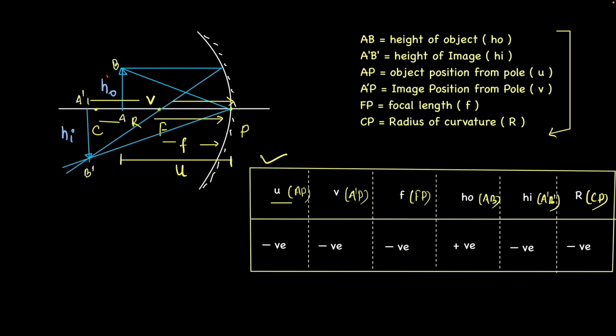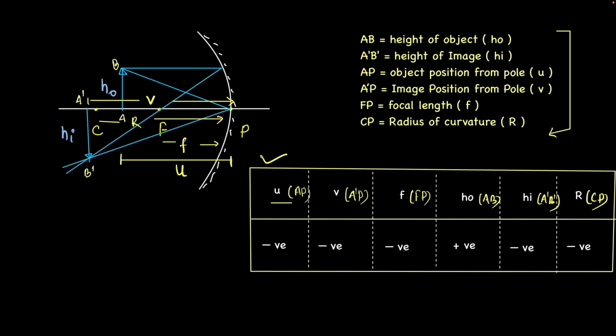Height of object is on the positive direction of the y-axis, so it is considered as positive. Height of image is along the negative direction of y-axis, so it is considered as negative. And the radius of curvature, it's on the left side of the pole, so it's considered as negative. So whenever we have real and inverted image for a concave mirror, we always follow this sign convention.